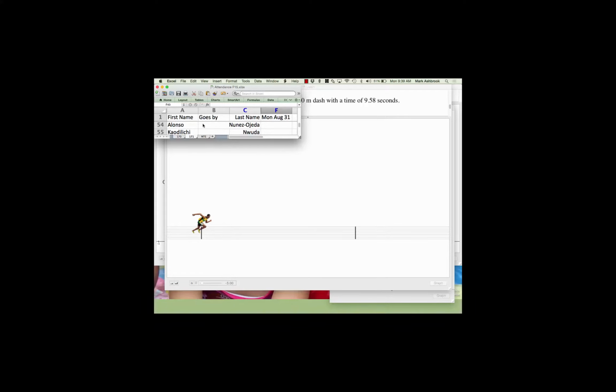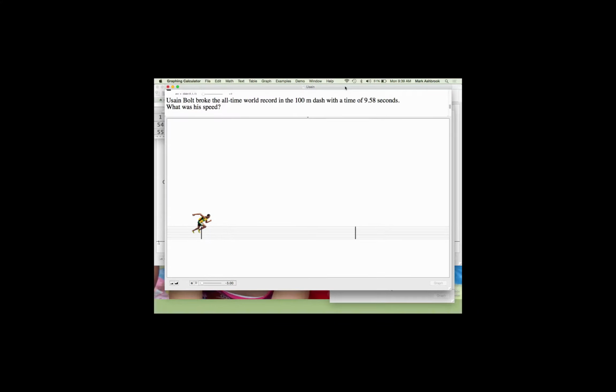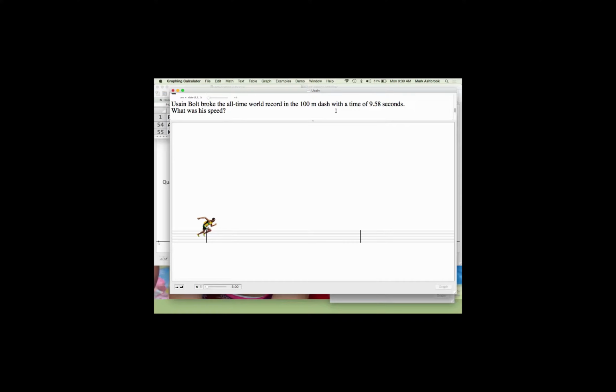Were you able to calculate his speed? And how did you do that? Okay, you did 100 divided by 9.58. And what did the 100 represent? Distance? Careful. We're doing distance over time? His change in distance was 100, and then the corresponding change in time was 9.58 seconds.